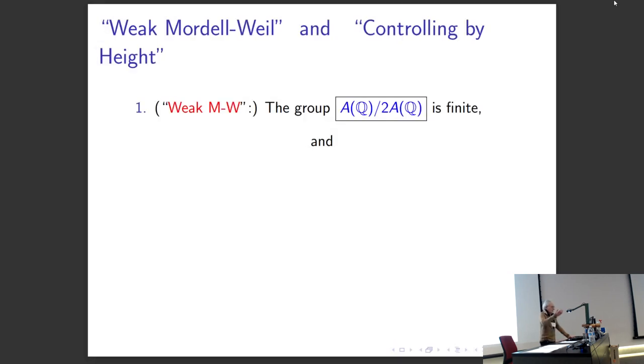Okay, I just call them, I don't know whether this is standard, I'll call the first weak Mordell-Weil, and I'll call the second controlling by height. So weak Mordell-Weil is just proving that you're trying to prove that A of Q is finitely generated. So why not start by proving that A of Q over 2A of Q is finite? That would be a good start. And weak Mordell-Weil is that start.